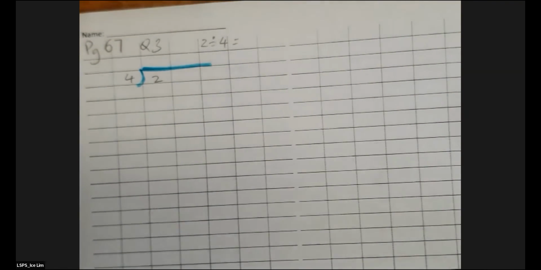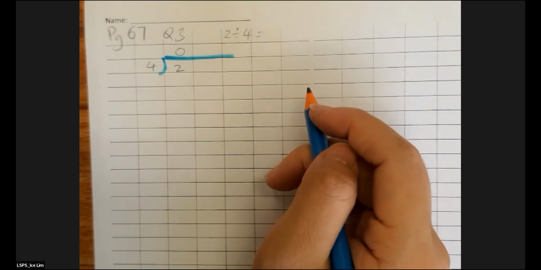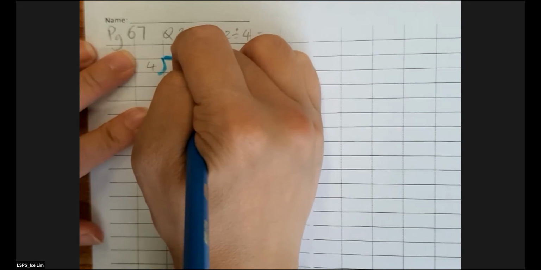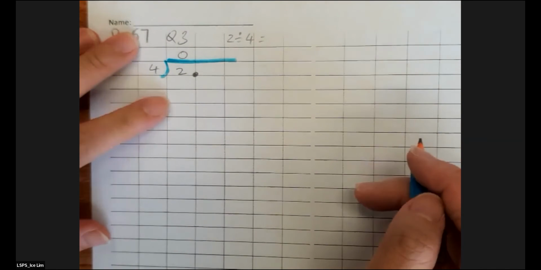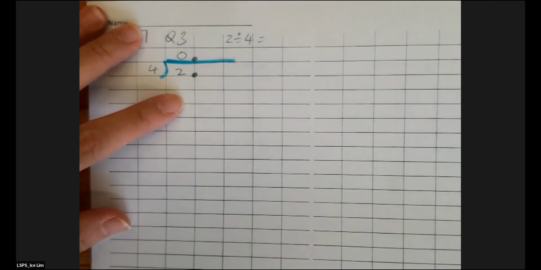2 divided by 4. So 2 divided by 4 definitely is not possible. Okay? It will be definitely less than 1. That's not enough to share at all. I got to cut it into smaller pieces. So what I do is, I add in a decimal point so that the cutting can happen.